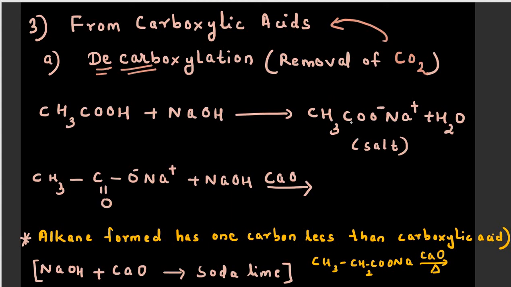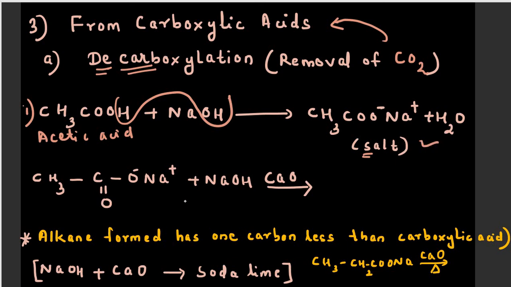Now let us take an example here. Here it is CH3COOH. What is that? The name of the compound is acetic acid. Now when acetic acid reacts with sodium hydroxide, we know that when an acid and a base react, we will be getting a salt. So our product will be what? A molecule of water will be eliminated. So what is left? CH3COO minus Na plus. We have obtained a salt.